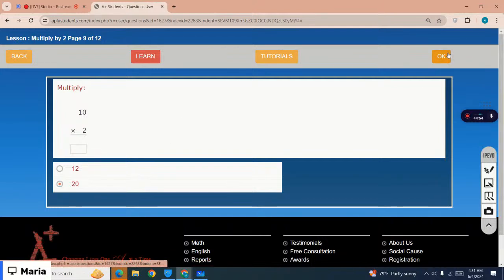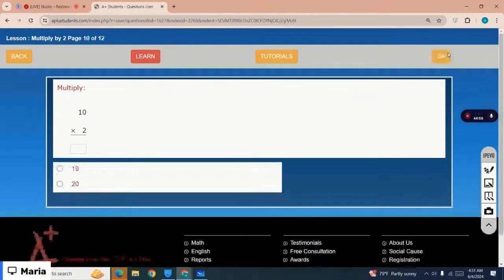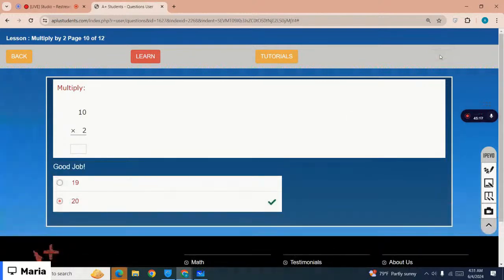I'm still on the same question. What's wrong with the OK button? 10 times 2 is 20. Option number 2 is the correct option, right?